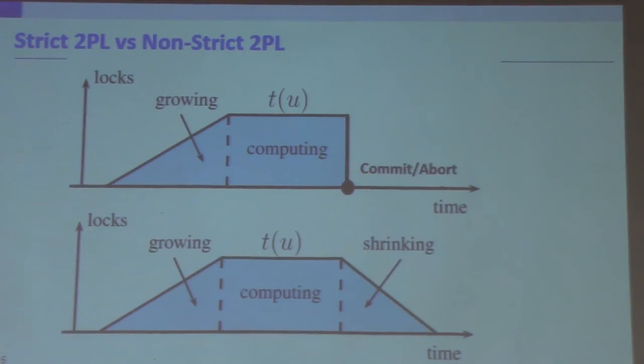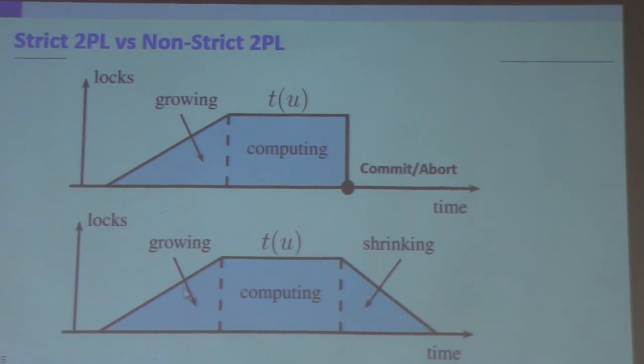In both cases, there is a growing phase, meaning you are acquiring locks. So that's why the number of locks keeps going up. And then you do some computation. Well, you can do computation even while you are still acquiring locks. So computation can still be carried out here. But for strict two-phase locking, the number of locks goes to 0 only at the time of either commit or output. So this curve looks like this.